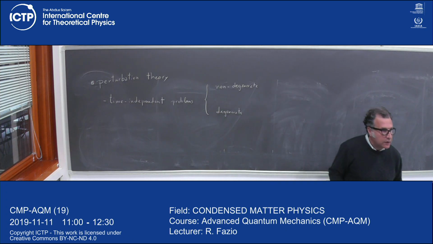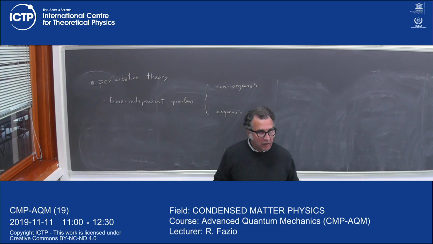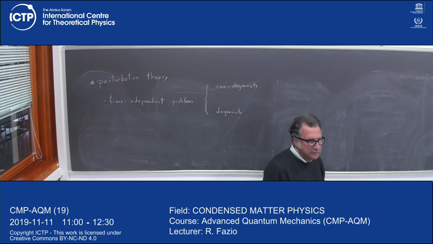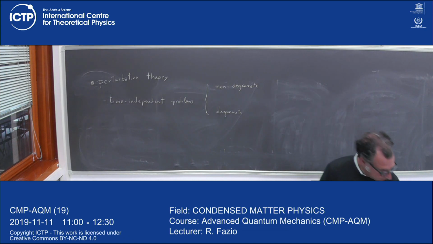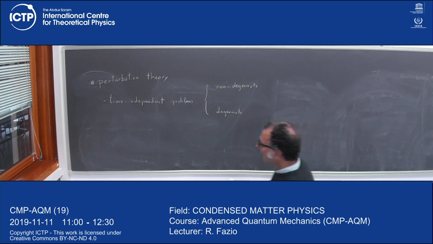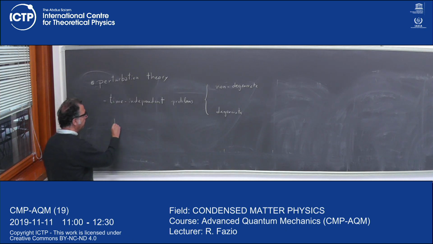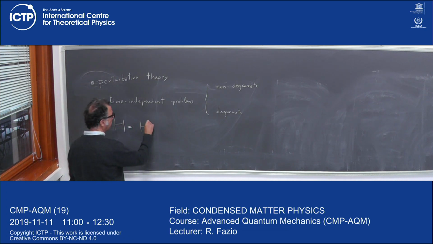Okay? Now, since we have a time-independent Hamiltonian, the goal is to compute the eigenvalues and the eigenfunctions. From there, you can study any strange dynamics. Okay? So the problem can be set in this way. So I have a system which is governed by a Hamiltonian, H, which is given by H0 plus lambda V.